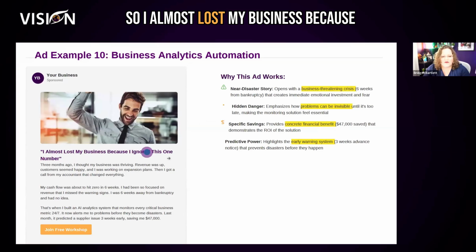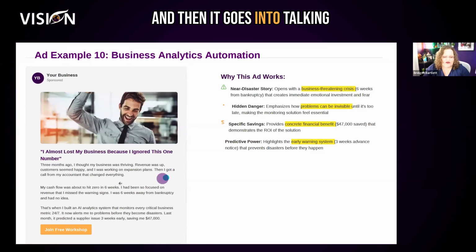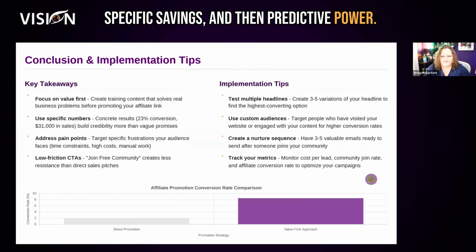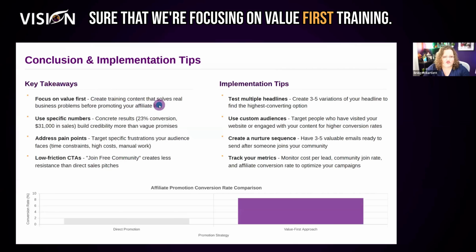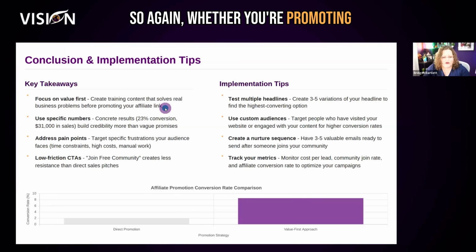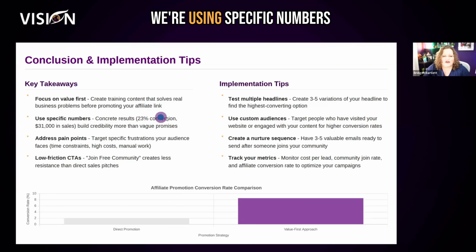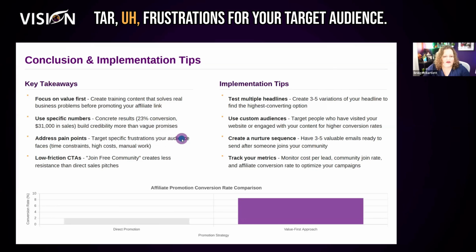So I almost lost my business because I ignored this number. All right. And then it goes into talking about how that could happen. Near disaster story, hidden danger, specific savings, and then predictive power. So what we want to do here is we want to make sure that we're focusing on value first training. Okay. So again, whether you're promoting your affiliate link or your own white label brand, same process. We're using specific numbers because that's concrete results. It builds credibility. We're addressing pain points, your specific frustrations for your target audience.